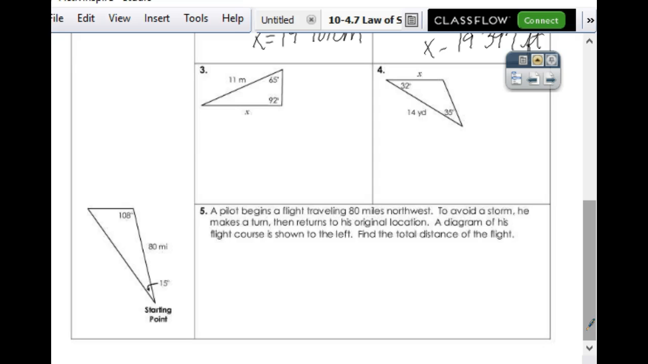So let's look at number 5. A pilot begins a flight traveling 80 miles northwest. So he goes up here. To avoid a storm, he makes a turn and then returns to his original location. A diagram of his flight is shown to the left. Find the total distance. So first of all, to find the total distance, what's it asking me to do? What do I need to do? I only have 80. So what else do I need?